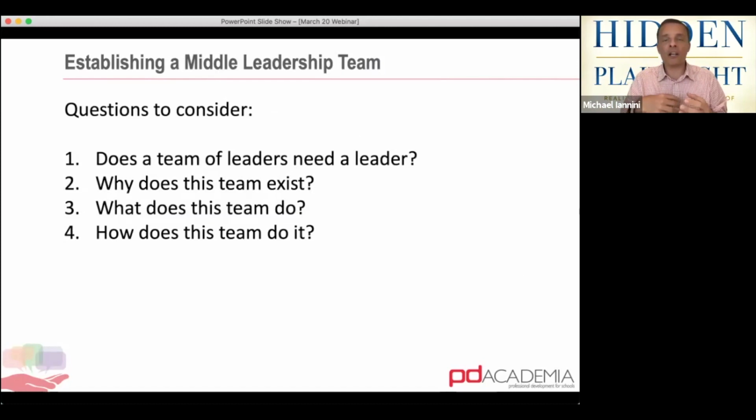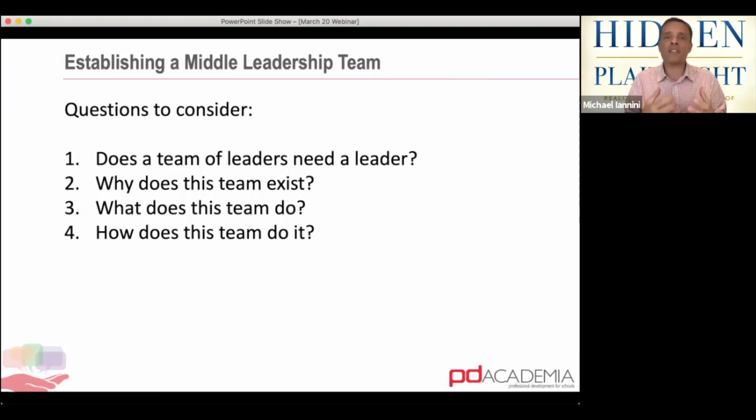And I want to draw your attention to some questions you need to consider. Does a team of leaders need a leader? So when you have a middle leadership team together, does there need to be a team leader? Does senior leadership need to be a part of that team? Now, I would advocate that senior leadership should be in that team, but should not lead the team. They should not facilitate the meetings. They should be participants in the meetings.